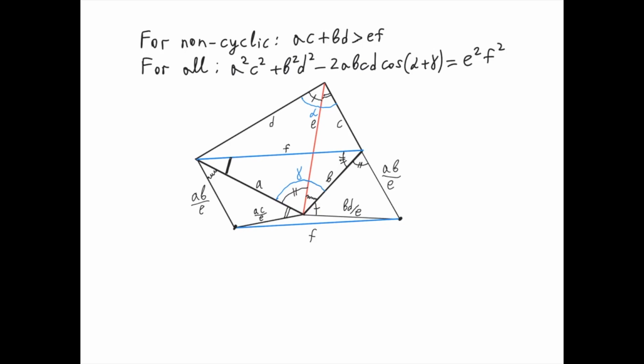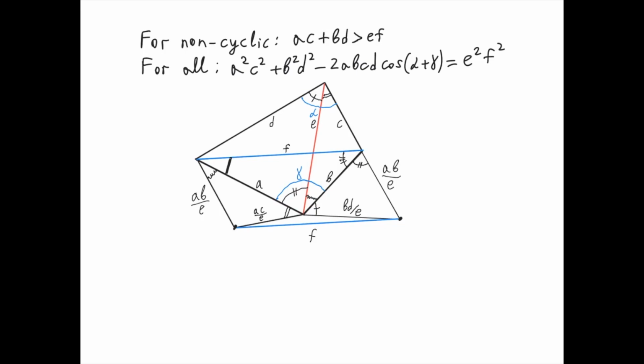And the second theorem that we're going to prove is called Bretschneider's theorem, and it states that for all quadrilaterals, a squared c squared plus b squared d squared minus 2 times abcd cosine of alpha plus gamma equals e squared f squared, where a, b, c, and d are the sides of the quadrilateral, e and f are the diagonals, and alpha and gamma are, for example, this angle and this angle, a pair of opposite angles in the quadrilateral.